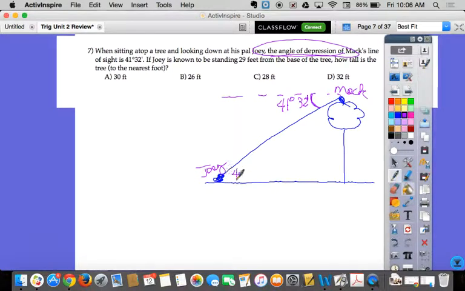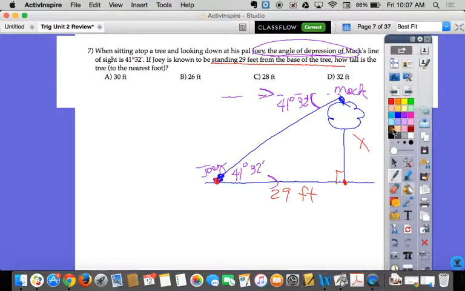Make sure that you note, using parallel lines here, that that is the exact same as where the angle of elevation would be. If you keep reading, it says Joey is known to be standing 29 feet from the base of the tree. So go from Joey to the base of the tree, 29 feet. The question is, how tall is the tree? Now, typically the assumption with buildings, trees, anything like that is you assume that they are perpendicular with the ground.